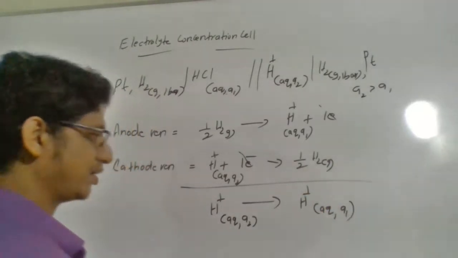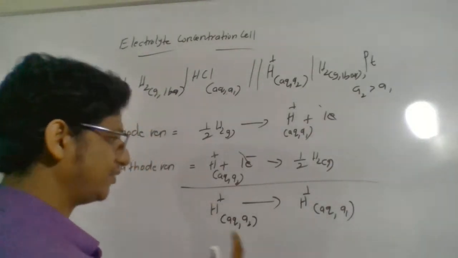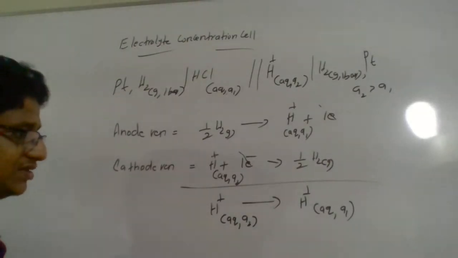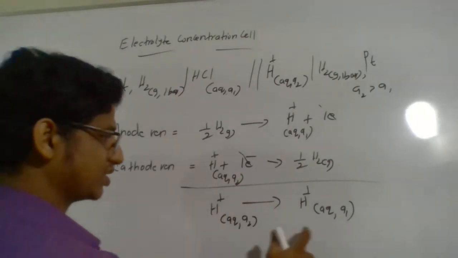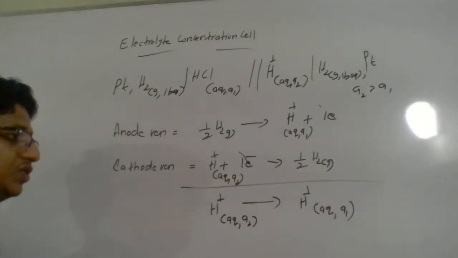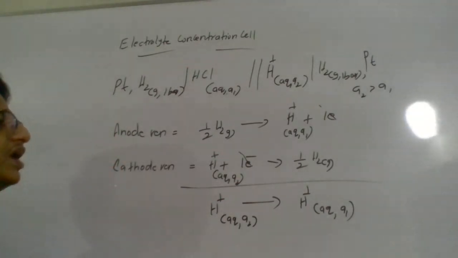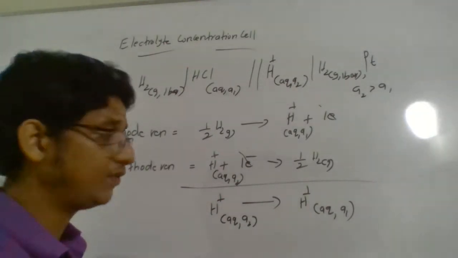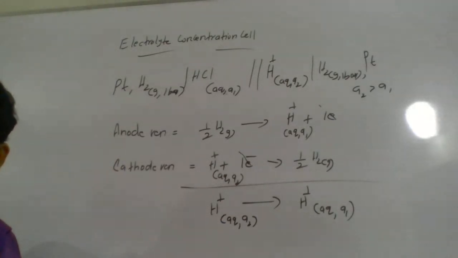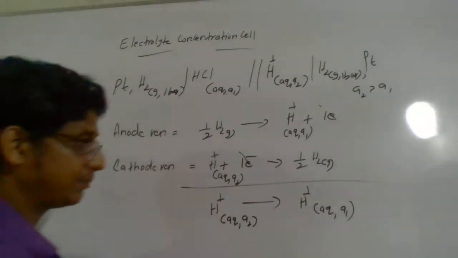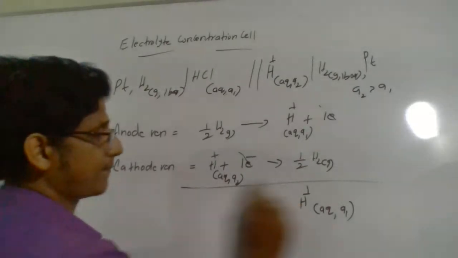This is the way you can represent it. The net effect is that there is no real direct transfer of electrolyte, but it looks like the H plus ion is moving from higher concentration to lower concentration. So definitely the difference in concentration of electrolyte is the driving force for the generation of electricity. That's the overall reaction. Now let us apply the Nernst equation to find the EMF of the cell.